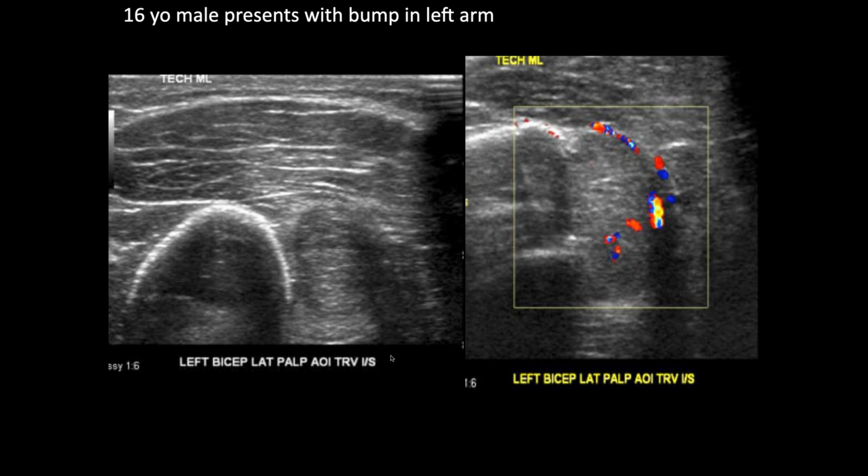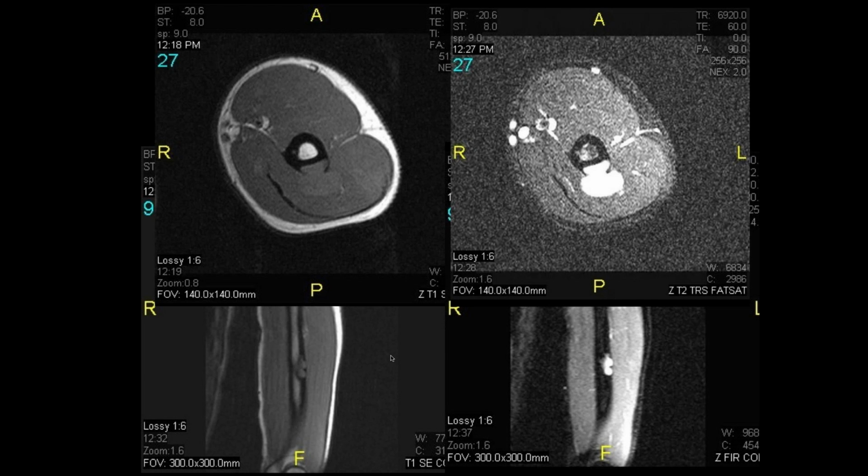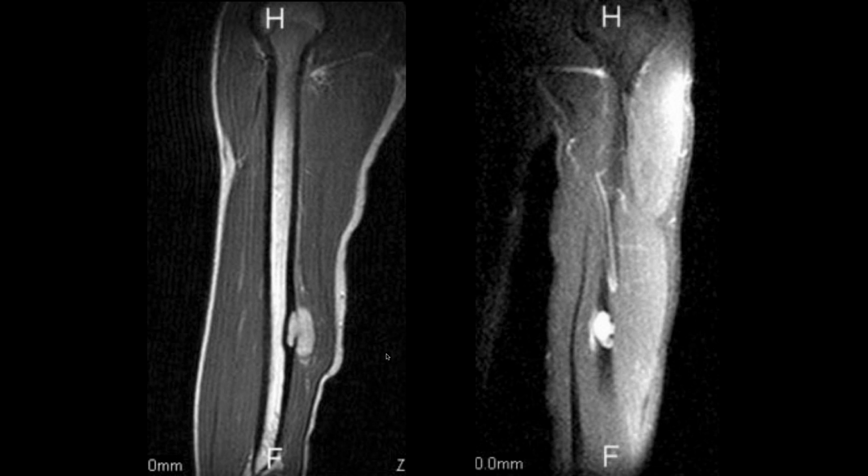So a 16-year-old male presents with a bump in the left arm. We're looking at the left biceps by ultrasound. I guess there is something just deep to the biceps. Looks like it's pretty vascular. Okay, and we can see a pretty prominent lytic lesion involving the cortex of the humeral diaphysis. And then on the MRI, we see that it has pretty low T1 signal and pretty high T2 signal. Almost looks cystic there. It looks like it's broken through the cortex.